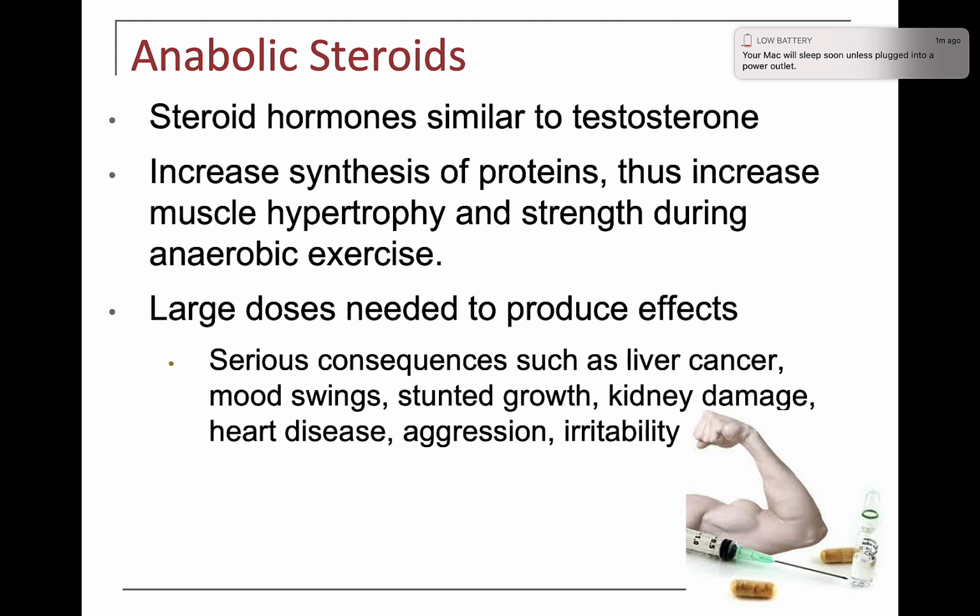The problem with anabolic steroids is that it's found that you have to have very large doses of these anabolic steroids like testosterone to produce the effects of the hypertrophy muscles. And those high doses can also have consequences like liver cancer, mood swings, we've heard of roid rage, stunted growth, kidney damage, heart disease, aggression, infertility, and many other types of things.